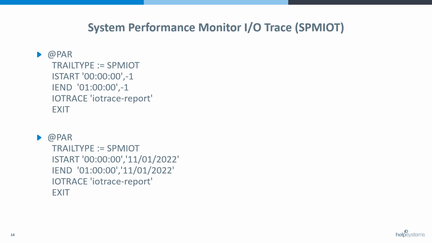In the last example, we have trail type:SPM IoT followed by iStart 00:00:00,11/01/2022 and iEnd 01:00:00,11/01/2022. PAR will determine the audit trail file cycles that include the 1-hour time frame from midnight to 1 a.m. of November 1st, 2022.